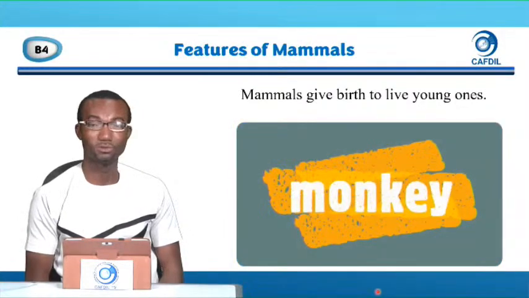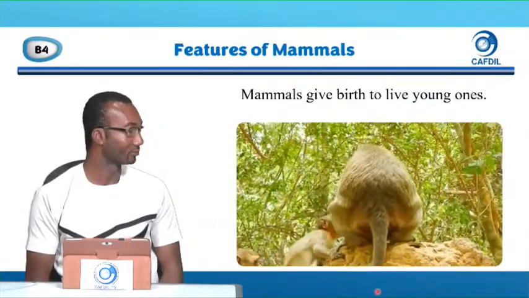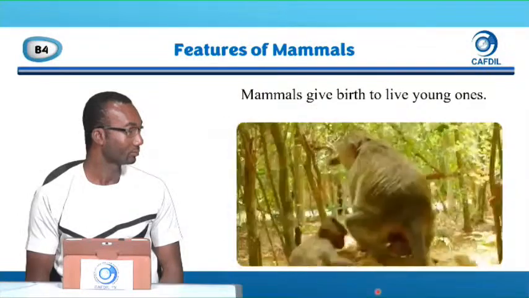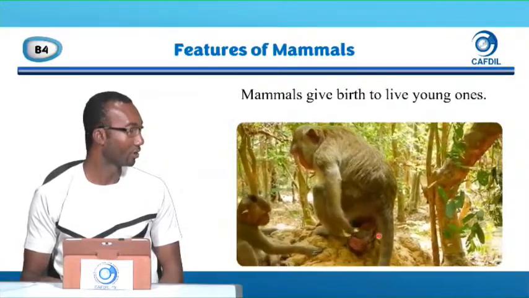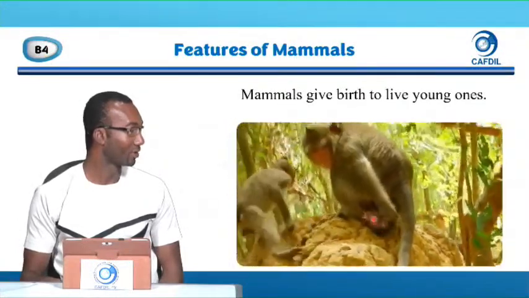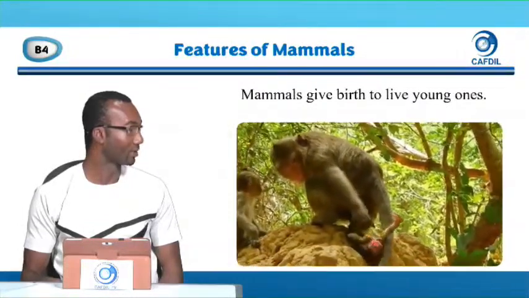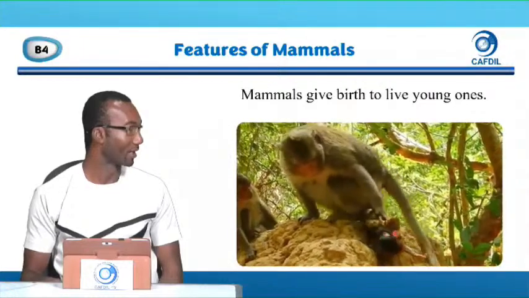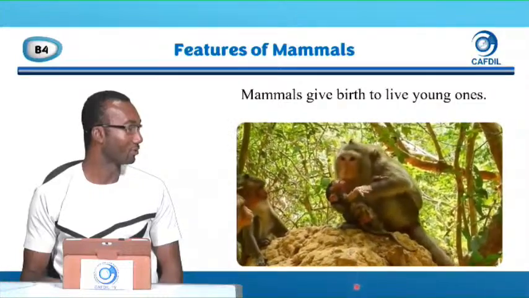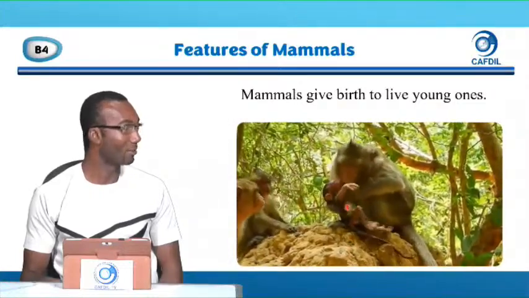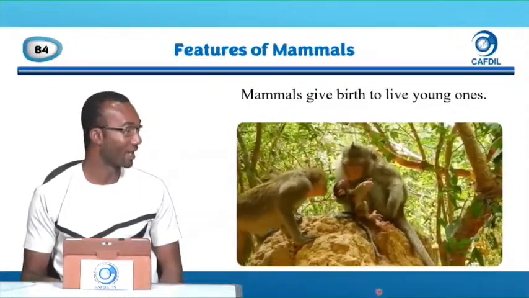Let's look at a monkey too. A monkey giving birth. So you see the young monkey coming out of the belly. Yes, it's out from the belly of the mother. So the monkey too has given birth. So mammals give birth to live young ones.